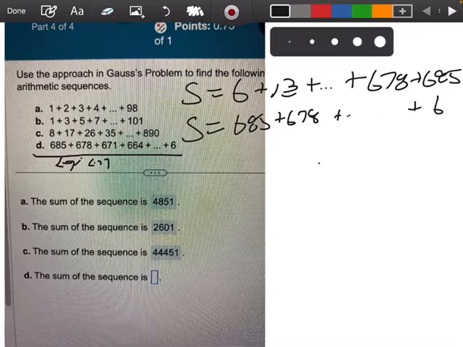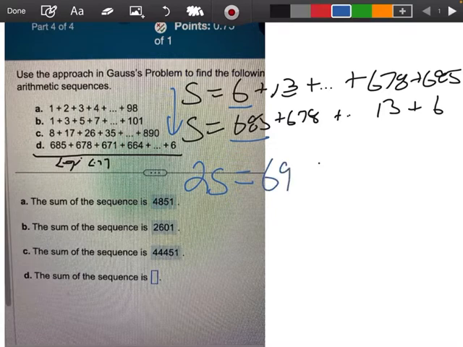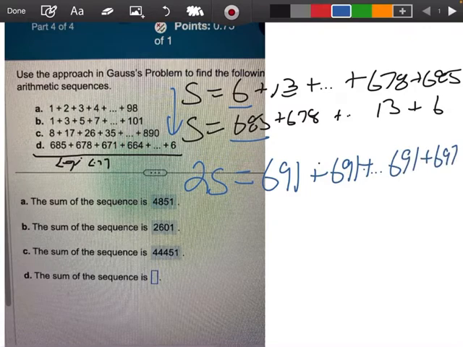13, okay. And now what we're going to do, y'all, we're going to add straight down. So this is going to give me twice the sum equals, well, 685 plus 6 is going to actually give me 691, right? And 13 and 678 is also going to give me 691. And we're going to keep adding those numbers all the way down, okay? So now we know that we're adding up the numbers, 691, right? We're adding it multiple times.